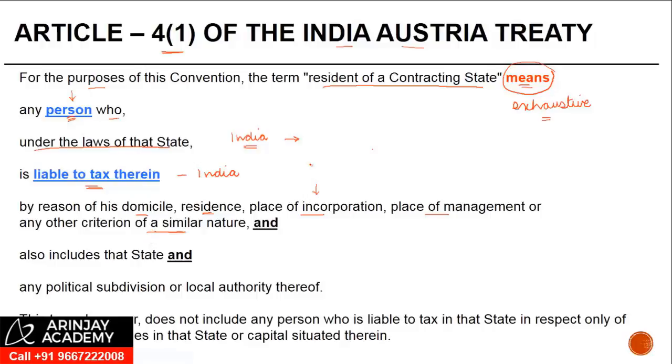Now what this means is that when I talk about resident, it means any person. Person can include an individual or a company, right? It can include other forms as well. So if you remember, there's a definition of person under the Income Tax Act. So any person who under the laws of that state for which he wants to be the resident is liable to tax therein. So if a person wants to be a resident of India, he is liable to tax in India by virtue of one of the following reasons, which could be domicile, residence.